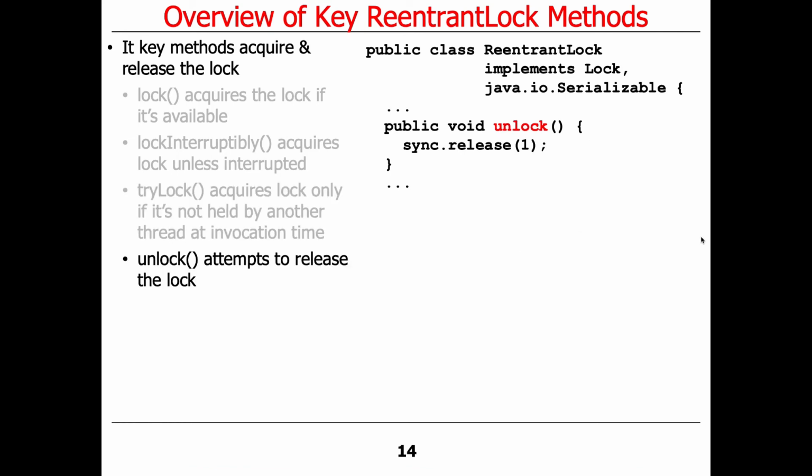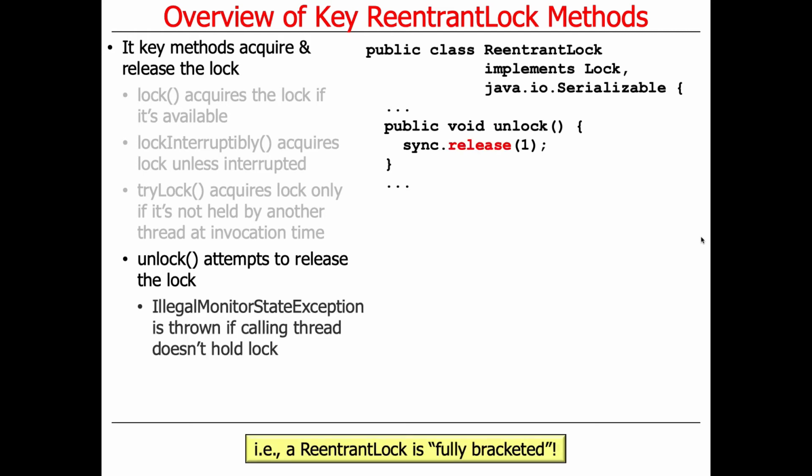And then the final method that's really important is unlock, and it attempts to release the lock. And I say it attempts to release the lock for a reason, because if you don't own the lock and you attempt to release it, if you're not using fully bracketed locking semantics, then it'll throw the illegal monitor state exception. So in other words, the way to think about this in terms of the terminology we came up with a couple classes ago when we were talking about semaphores is that reentrant lock is expected to be used in a fully bracketed manner. You cannot use a reentrant lock in a non-fully bracketed manner because you'll get the illegal monitor state exception.